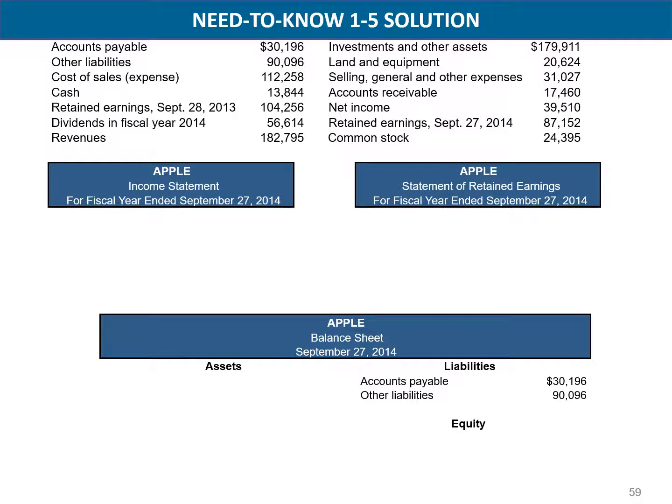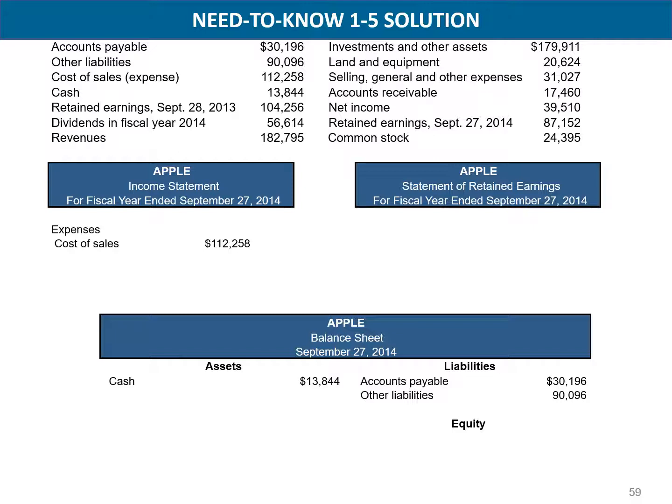Then we have cost of sales, which is an expense. And the income statement reports our revenues and our expenses, right? So we'll bring our expenses down here. Cost of sales, $112,258. Then what about cash? Cash is an asset account, right? So that belongs here on our balance sheet for $13,844. And then retained earnings as of September 28th, 2013.